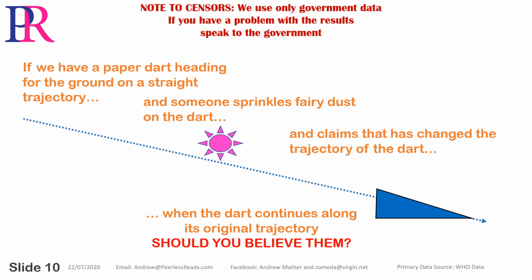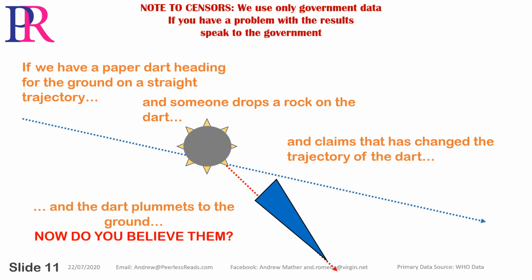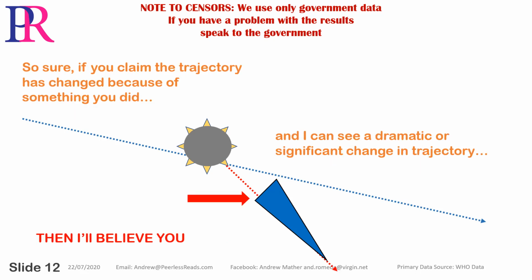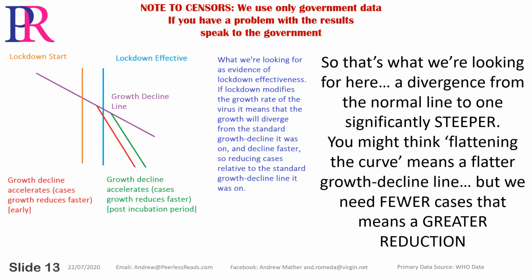should you believe them? If we have a paper dart heading for the ground on a straight trajectory and someone drops a rock on the dart and claims that has changed the trajectory of the dart, and the dart plummets to the ground, now do you believe them? So sure, if you claim the trajectory has changed because of something you did, and I can see a dramatic or significant change in trajectory, then I'll believe you. So that's what we're looking for here, a divergence from the normal line to one significantly steeper.